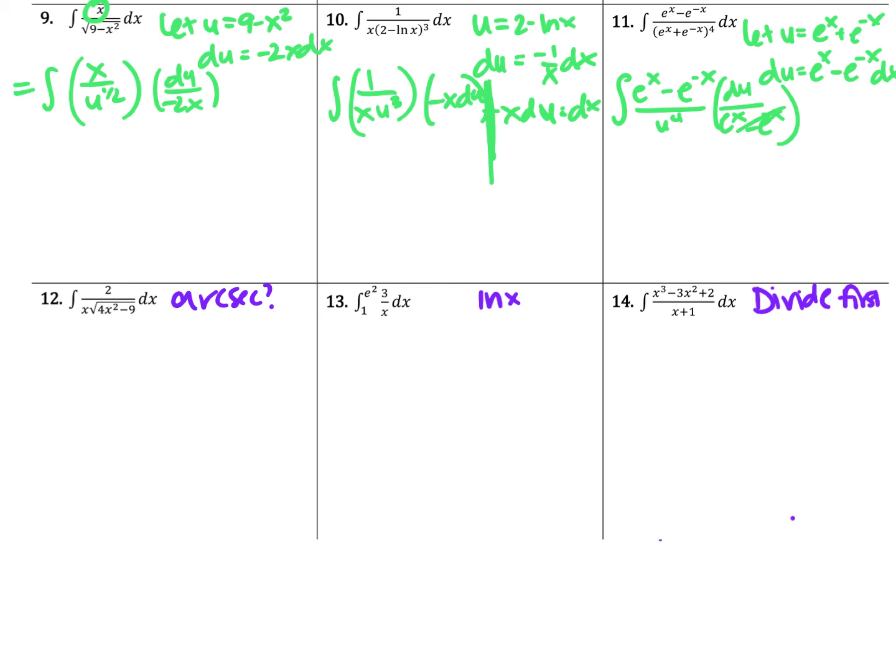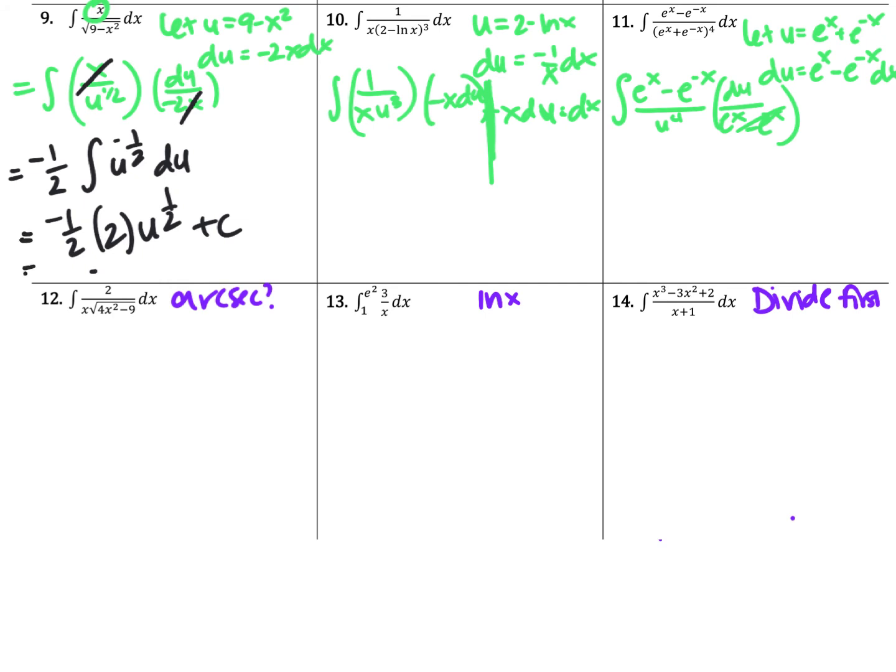All right, for number 9, this x is going to divide out. So we have negative 1/2 times the integral of u to the negative 1/2 du. That's going to equal negative 1/2 times 2 times u to the 1/2 plus c. And then if I simplify and substitute back in what I know u is, this is going to be negative 9 minus x squared to the power of 1/2 plus c.